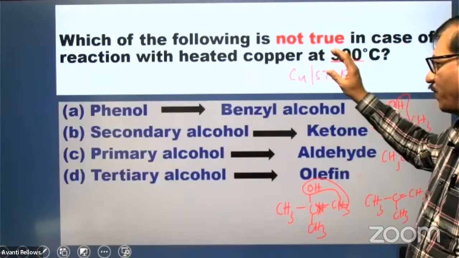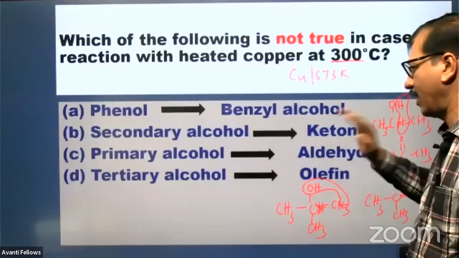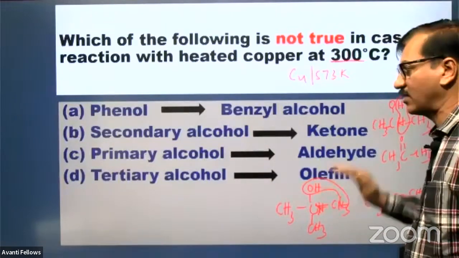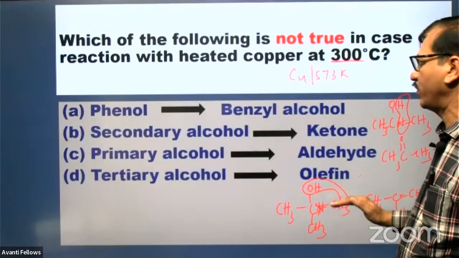Copper at 573 Kelvin: secondary alcohols will give ketones, primary alcohols give aldehydes, and tertiary alcohols will give olefins, which means compounds having a double bond, olefins.